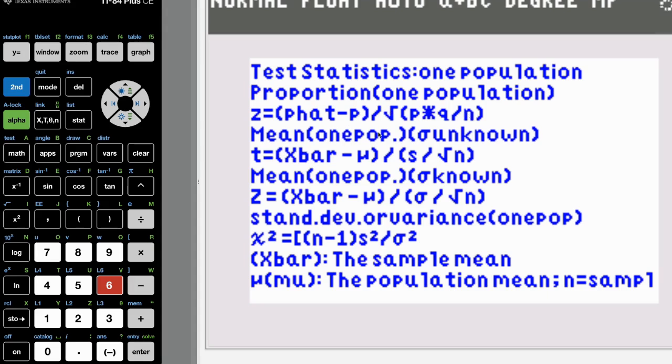And the mean for one population where sigma is unknown, t equals x bar minus mu divided by s over rad n. And mean one population sigma known, z equals x bar minus mu divided by sigma over rad n. And standard deviation or variance for one population, chi squared equals n minus 1 times s squared over sigma squared. X bar is the sample mean, and mu, the population mean, n equals sample size.